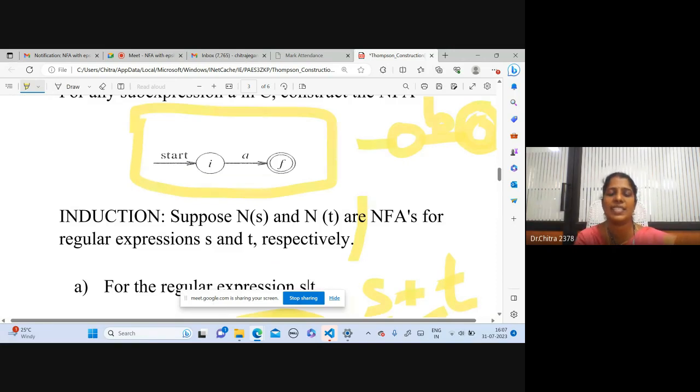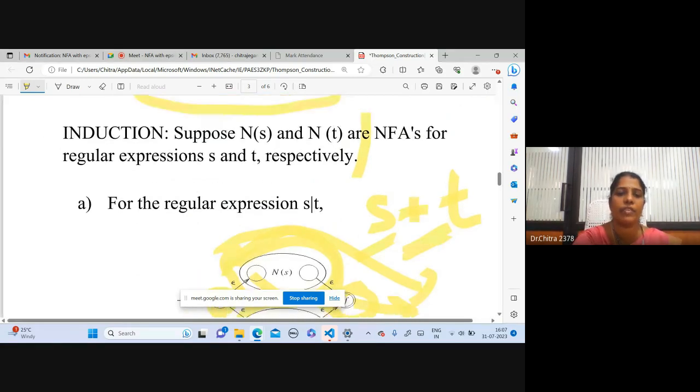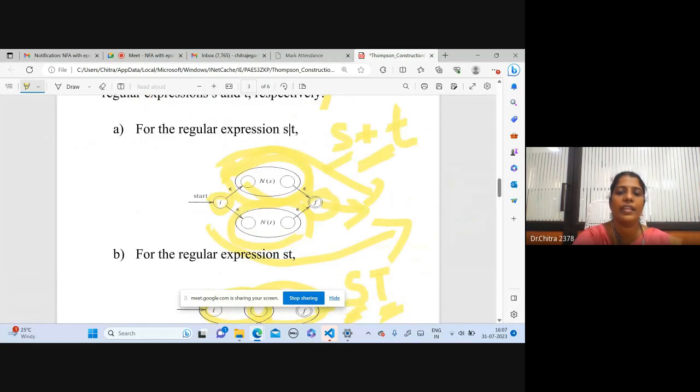And suppose S and T are two sub-expressions. Initially, all the expressions are divided into two sub-expressions. S and T are the two sub-expressions, such that we have the format S plus T. In this situation, first draw an NFA for S. This is the NFA for S. And then draw the NFA for T.